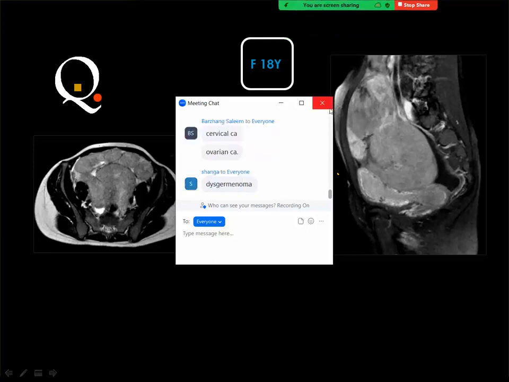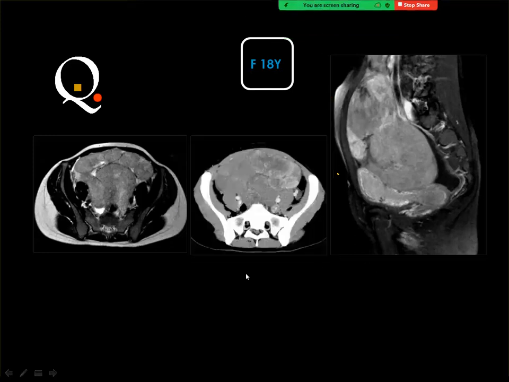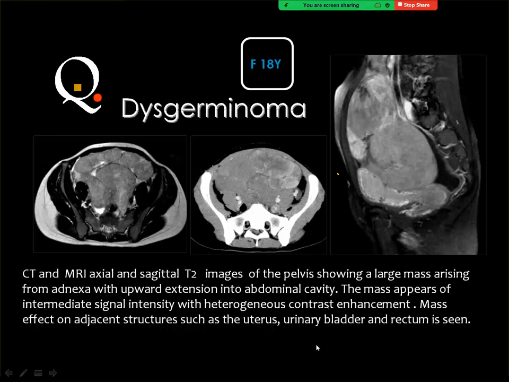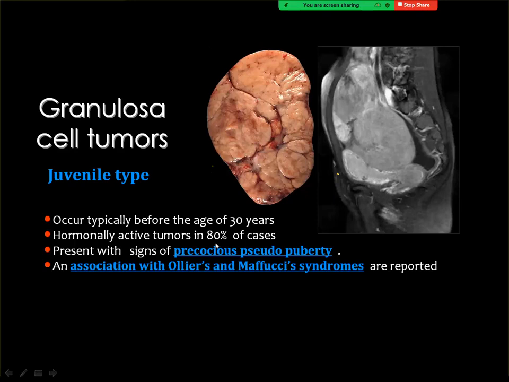And yes, this is a dysgerminoma. This appearance, in my opinion, is considered a spot diagnosis. If you have a big mass in the pelvis at a relatively young age, and you think of an ovarian endometrioma, an ovarian dysgerminoma, particularly if you have enough sections to see that the uterus is not involved, then this is the ovarian dysgerminoma.